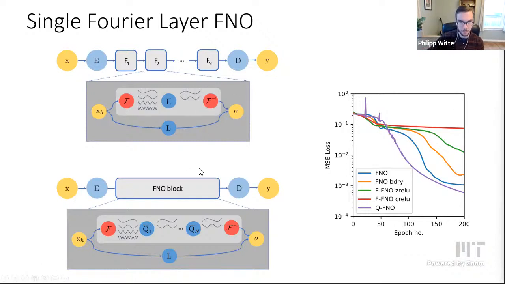And then in this plot on the right, we basically fit a single training example from the original paper, from the Navier-Stokes example. You can see that the original FNO is in blue. And if you go to this frequency formulation where you try to use some activation function in the frequency domain, it doesn't work very well. Versus if you introduce these quadratic layers, you get a really good data fit.